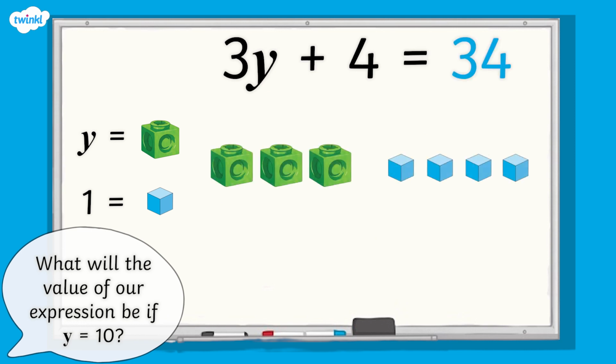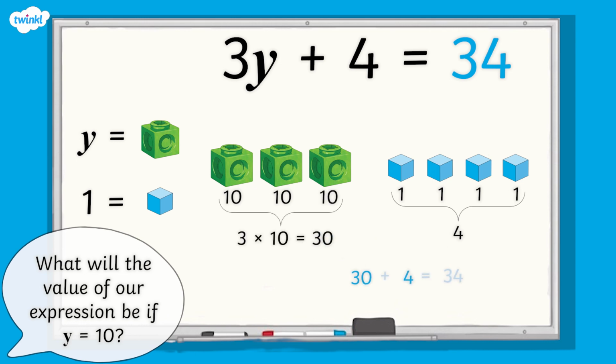Notice that although we changed the value of y, the 4 we added on, represented by the ones cubes, stayed the same. So 3y is equal to 3 lots of 10, which is 30, and then when we add on the 4, we get 34.